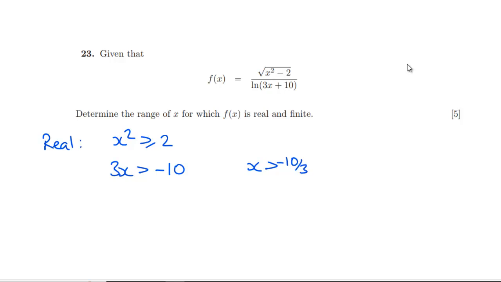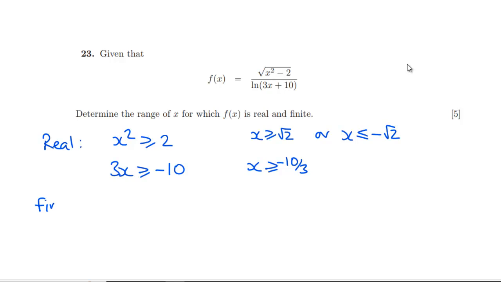We need to have, actually, could it be the same? Oh no, maybe we can have the equals in there, because log of 0 is minus infinity. So that's going to be fine. If you put that at the bottom, it's still going to be real and finite. So let's stick that back in again. So we've got greater than or equal to minus 10 over 3. And in this case, we've got that x is greater than or equal to root 2, or x is less than or equal to minus root 2. So that's done the real bit.